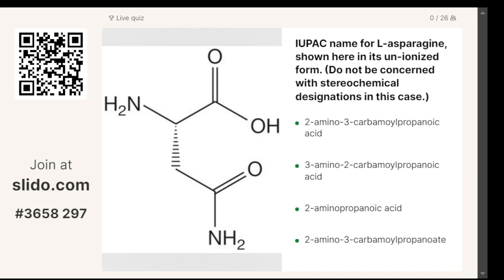So, what's the IUPAC name for L-asparagine, shown in its unionized form? In physiological conditions, it would normally be ionized, by the way. Don't worry about the stereochemical designations. Just leave those apart.